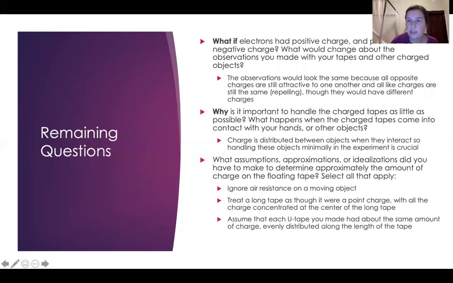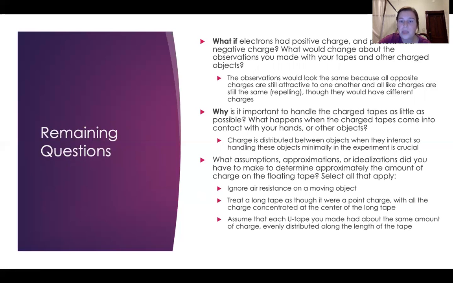So what if electrons had positive charge and protons had negative charge? The observations would look the exact same because all opposite charges are still attracted to one another. All like charges are still repelling one another. And even though they're different, they're going to look the same to an outsider. The question of why it is important to handle these charged tapes as little as possible: that's because charge is distributed between objects when they interact. So if you handle these objects minimally, they're going to maintain that charge, which is crucial to getting good data for this experiment.